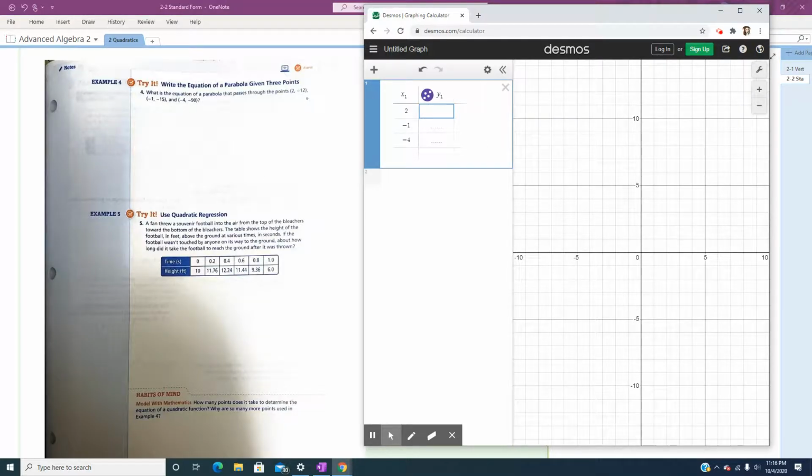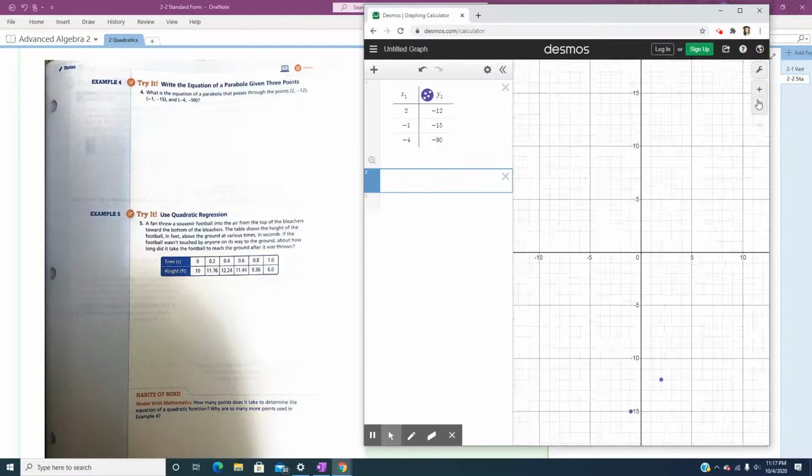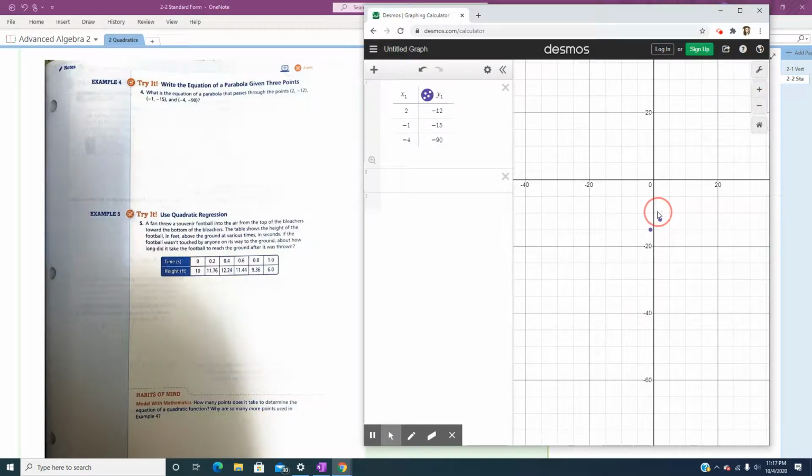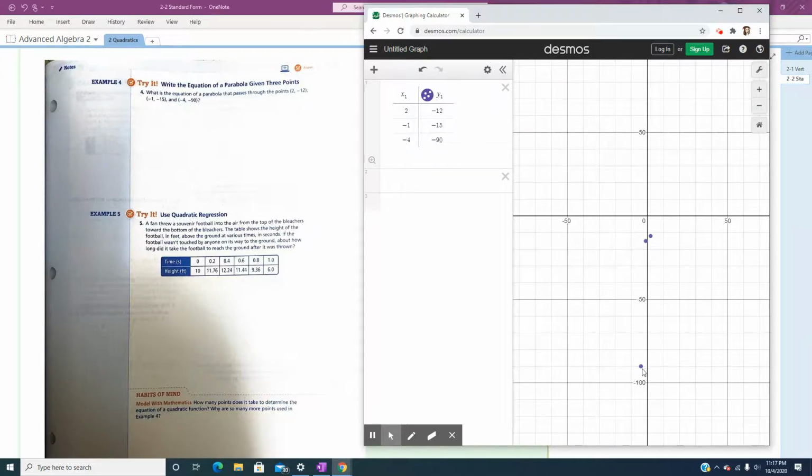And for the y points, make sure you coordinate them. So 2 has a y value of negative 12. Negative 1 has a y value of negative 15. And negative 4 has a y value of negative 90. Okay, so we've got the points. Then I need a regression equation. I'm going to need to zoom out a little bit, but you see how the points are plotted: (2, -12), (-1, -15), and (-4, -90) is right here.